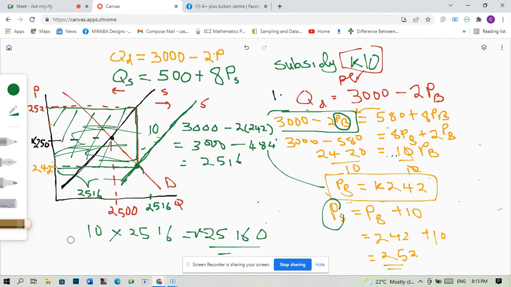So the effect of the subsidy is that the price falls for the consumer, right? The revenues increase for the firms and the producers. Remember they were getting 250 at first. Now with the subsidy, they're getting 252. Even the consumers at first were paying 250, but they're now paying 242, right? And then the quantity increases. Remember our equilibrium quantity at first was 2,500, but after the subsidy, it has increased to 2,516.